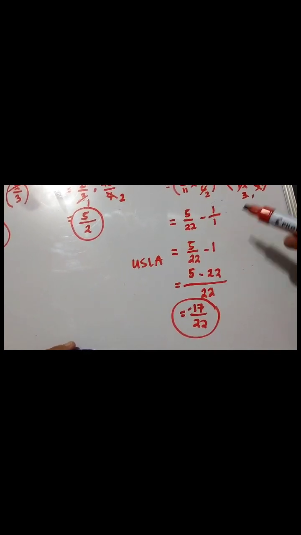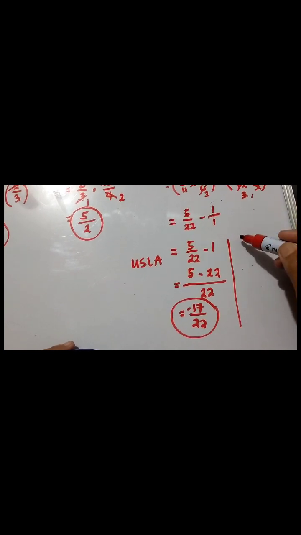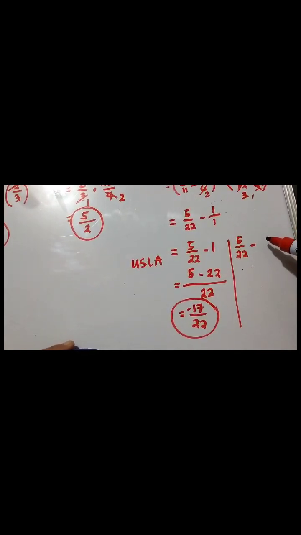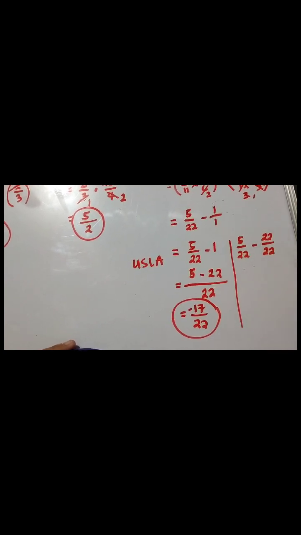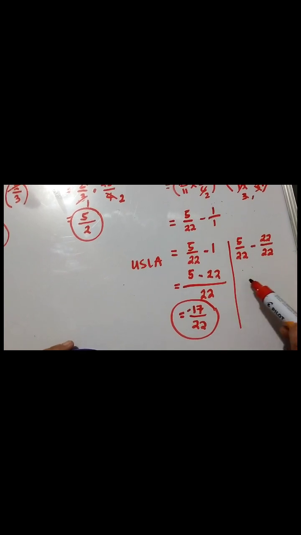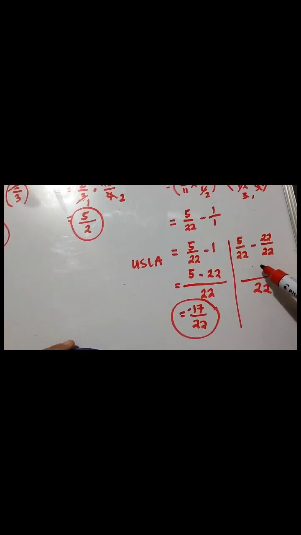So from here, we may have this 5/22 minus 1. So you rewrite 1 as a fraction using 22 as its denominator, like that. So we end up having this. Okay, so that's why we have 22. I hope you learned something today. Thank you.